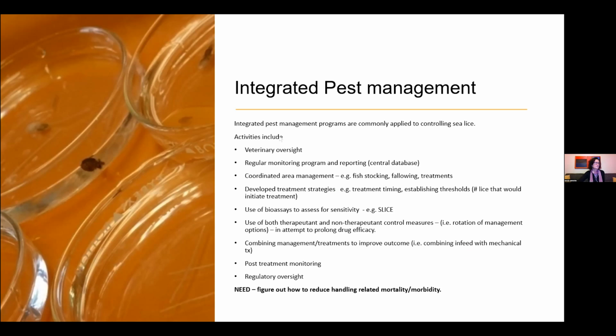So when it comes to IPMs, you've got regular monitoring, you may want to coordinate treatments, you want to develop a strategy, and you want to use bioassays, which determine sensitivity. You may want to combine treatments, using a therapeutic and a non-therapeutic method. You want to do more monitoring, pre-treatment and post-treatment. You need some regulatory oversight. I think BC has done a wonderful job in transparency and collecting data. And based on what I was saying before, a big issue is that we need to figure out how to reduce those handling mortalities so we don't have a large number of mechanical-related mortalities.